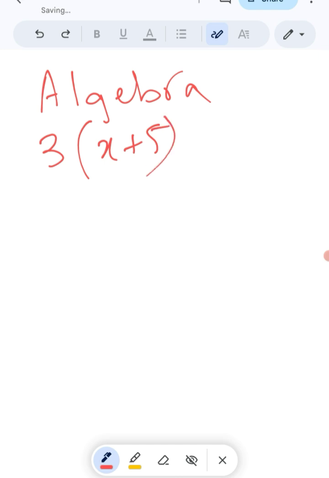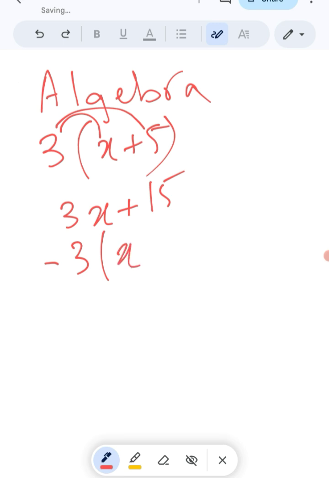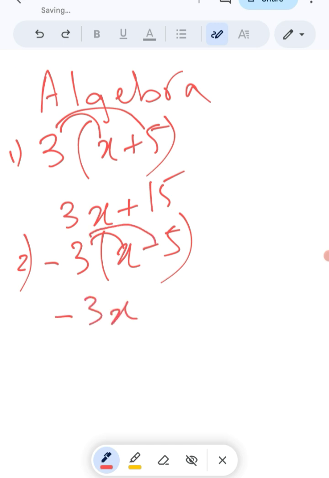So first what I will do is 3 multiplied by x and then 3 multiplied by 5. So what do I get? 3x plus 15, right? What if I am having minus 3 now? So minus 3 multiplied by x minus 5 is my question. This is question 1, this is question 2. So now minus 3 multiplied by x is minus 3x, and minus 3 multiplied by minus 5 is minus becomes a plus. 5 3s are 15.